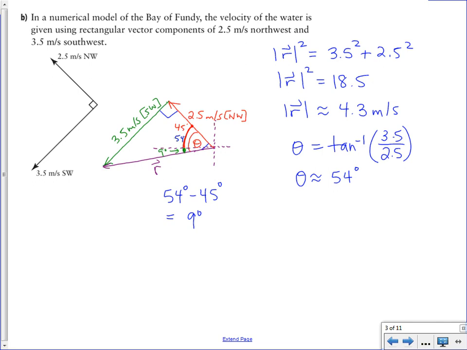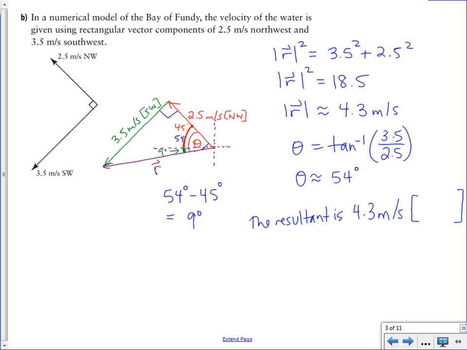And now the resultant is 4.3 meters per second. And then what's the direction? Just use the 9 for the moment. What's your initial direction? I'm sorry, I think I keep saying east. I meant west. I'm sorry about that. West.